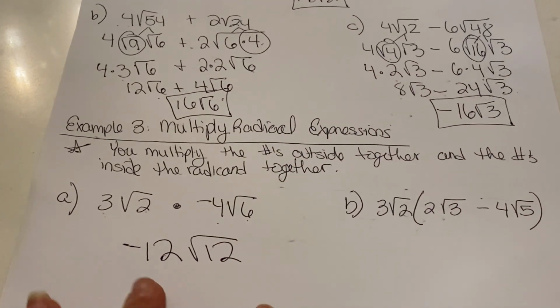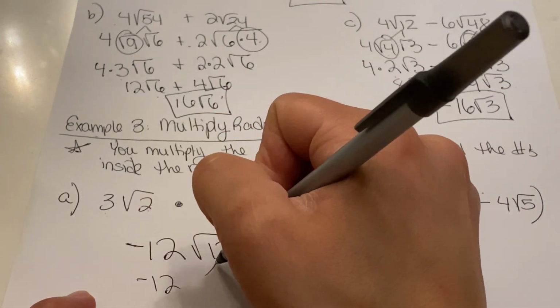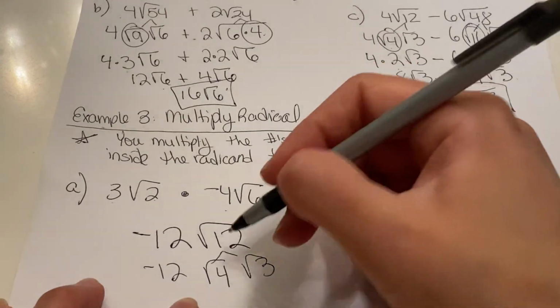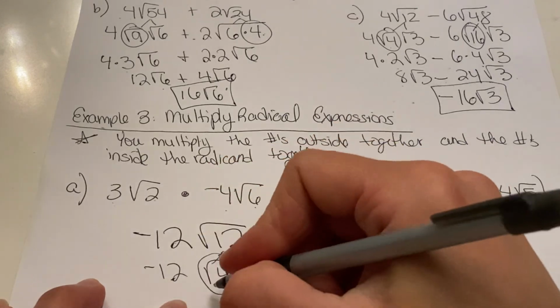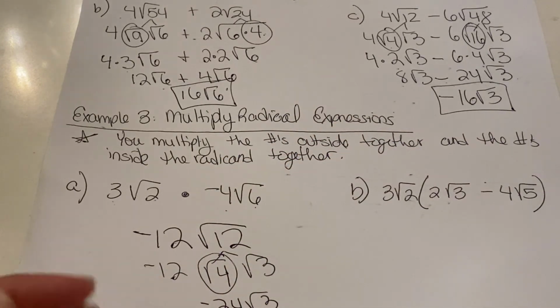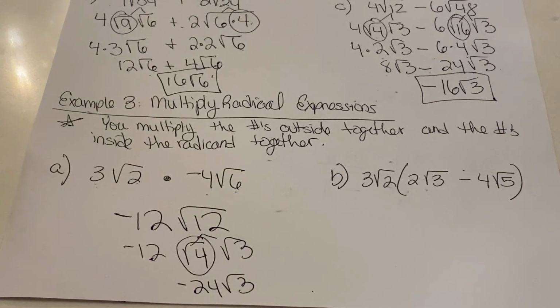Now, this is not your final answer because you could break up the 12. The 12 gives me 4 times 3, right? Circle this one, which gives me 2 times the negative 12 gives me negative 24 radical 3 as your final answer. So as you see, you are using the skills that we did last section. And you're applying it to this one. But we have more steps because now we're combining like terms.